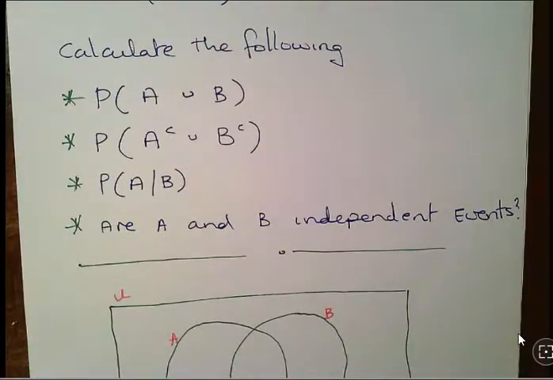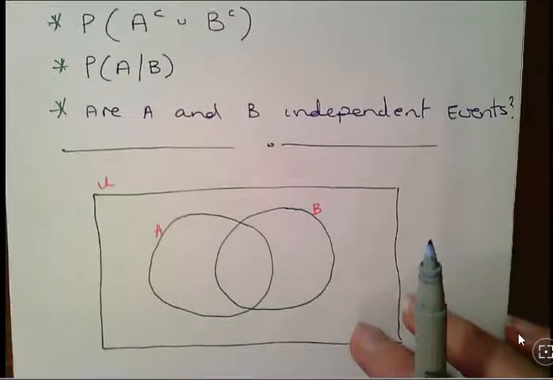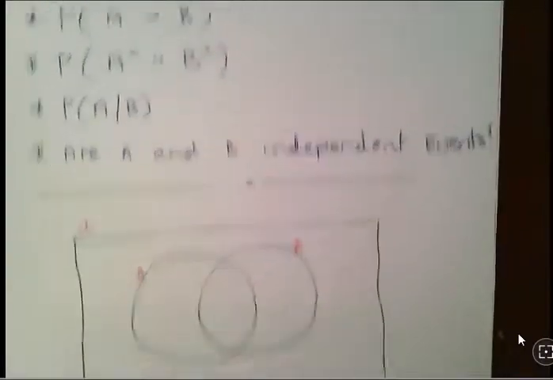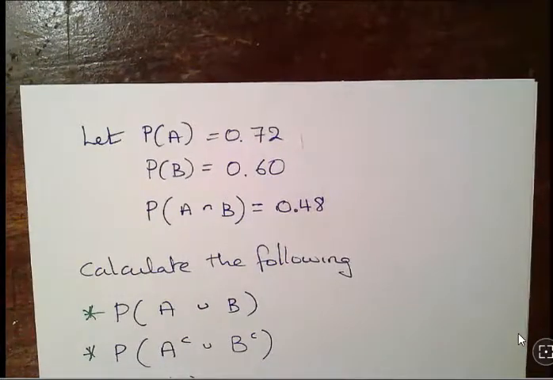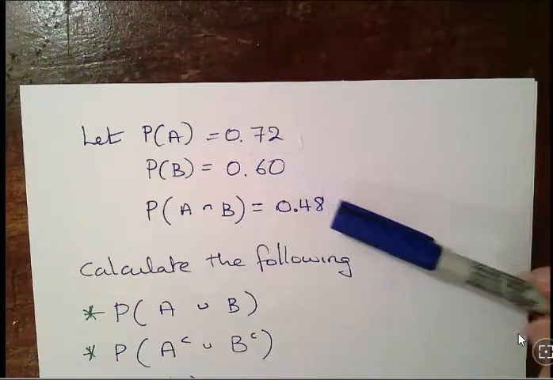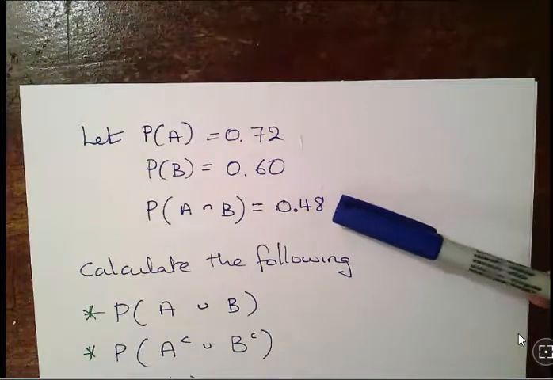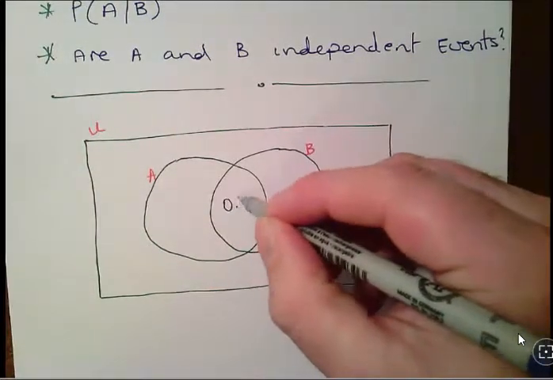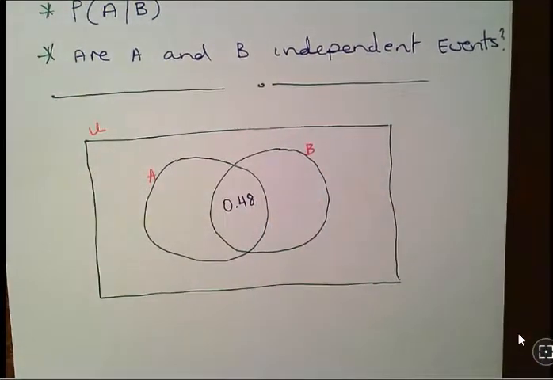Okay, so what I'm going to do is use a Venn diagram approach. We're told a couple of things here, so I'm going to go back up to the top and use all of these pieces of information. This is the important one to start off with, because this describes one region alone in the Venn diagram, which is right in the middle: A intersection B, 0.48.